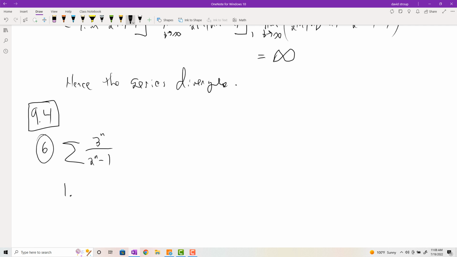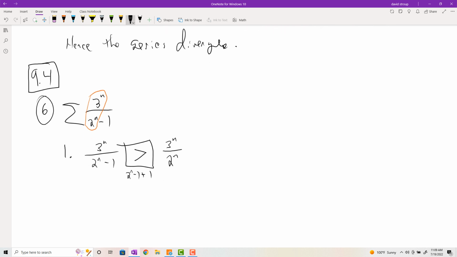Okay, so the first thing you need to do is show me an inequality. So you have 3 to the n all over 2 to the n minus 1. You're going to compare it with something. Usually you could just pick this, so you just kind of kick off the -1 portion in the denominator, and you have 3 to the n over 2 to the n. In order to produce that expression, I added something to the denominator. It's basically 2 to the n minus 1 plus 1. If you add something to the denominator, that makes it smaller. Okay, so our inequality direction is greater than.